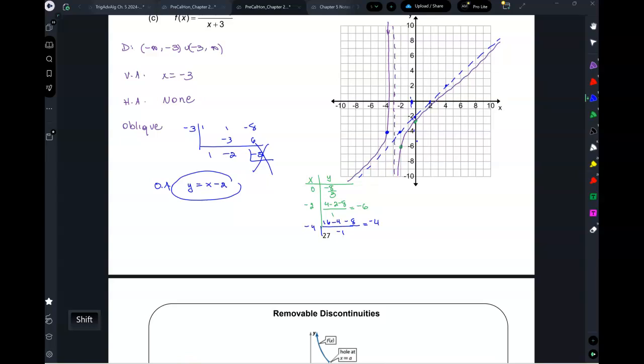It has to pass the vertical line test. Yeah, make sure it's a function. See, math. It's gonna get you. It's got to follow the rules.